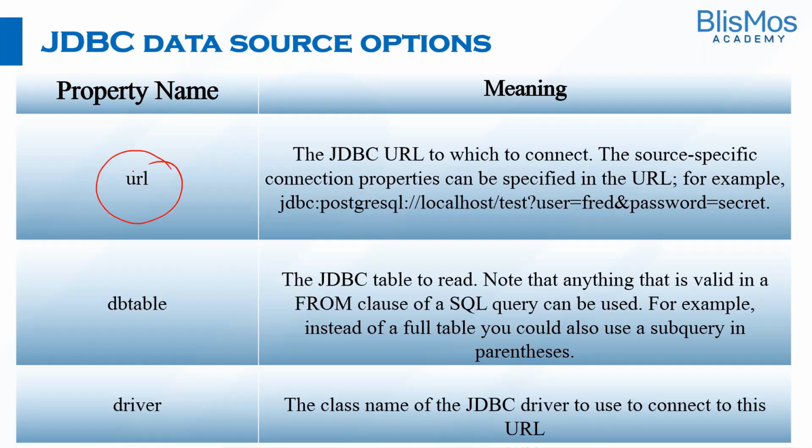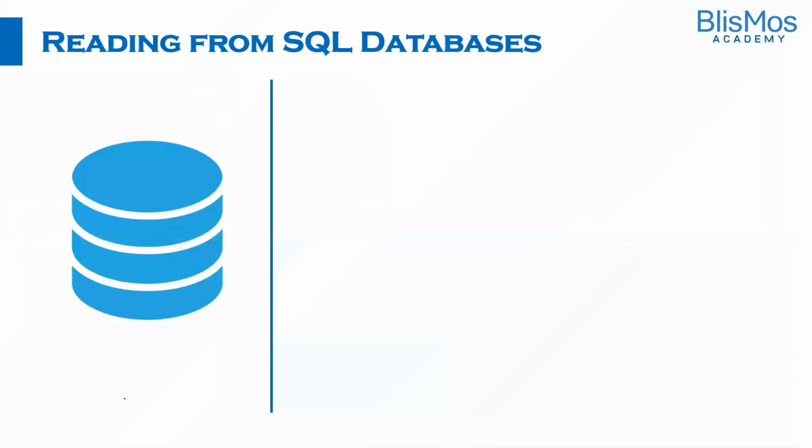Some of the options are URL and DB table. A database may have multiple tables, so we need to provide the table name as well. Sometimes we may have to provide the query itself as a table name, which we will see as a part of the query push down lecture. And some of the options are like driver. All these options are there as a part of the JDBC data source.